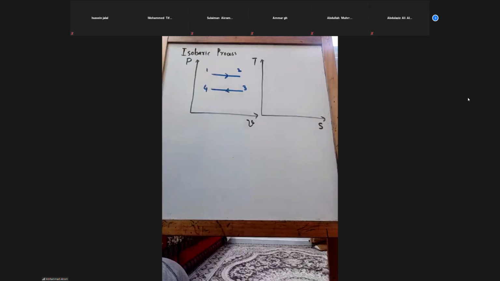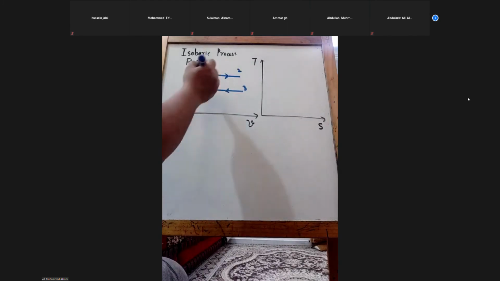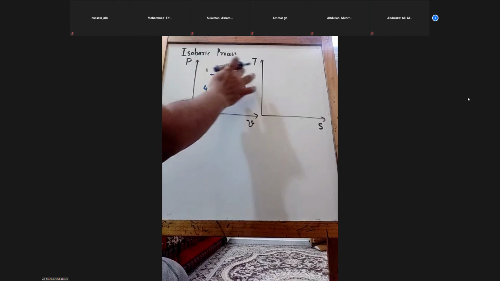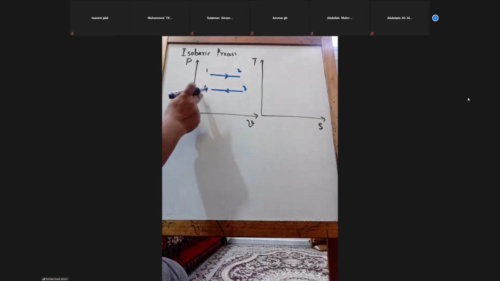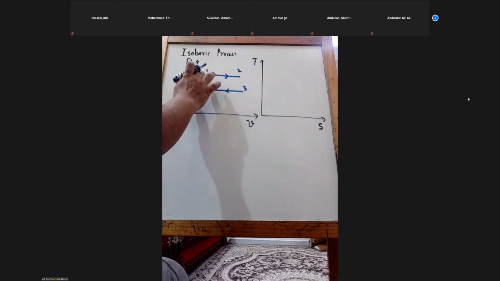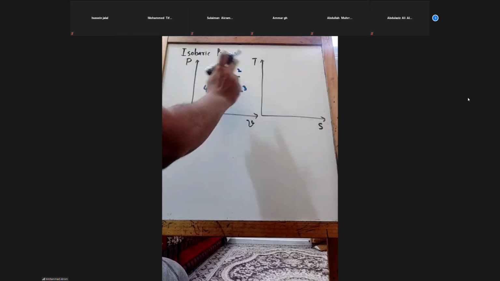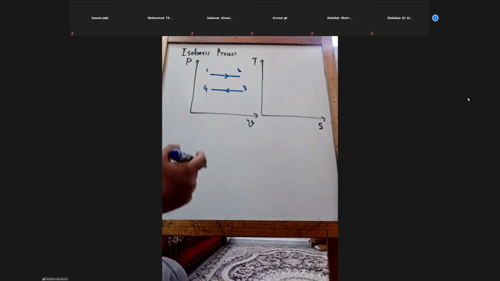Don't say that one is short and one is long. So what is happening in these two? In both cases, pressure is constant, but volume is changing. In 1 to 2 the volume is increasing, and in 3 to 4 it is decreasing. Do you agree? In the constant pressure process 1 to 2, volume is increasing. When will the volume increase at constant pressure?